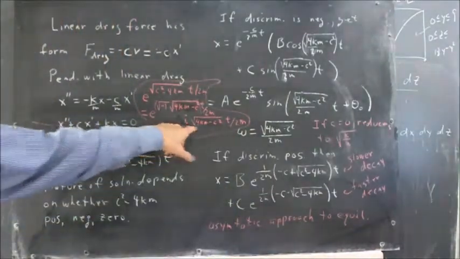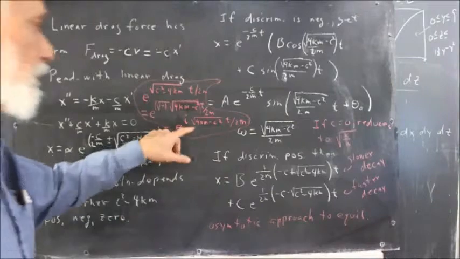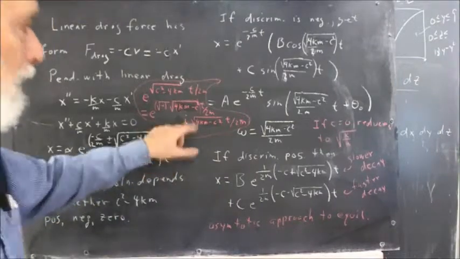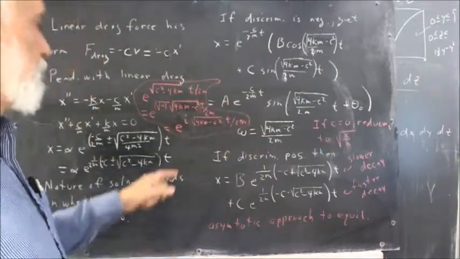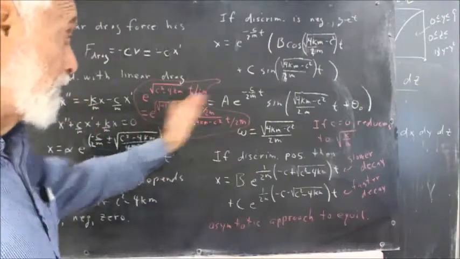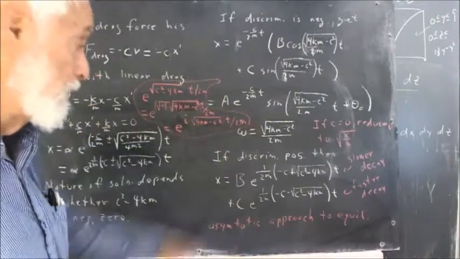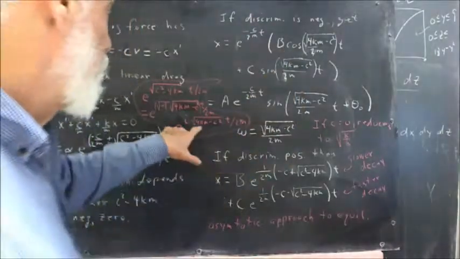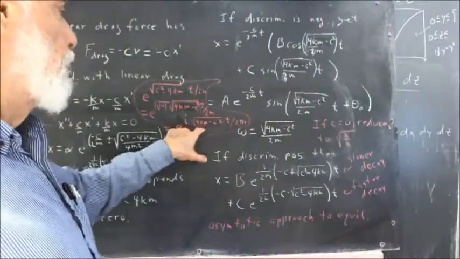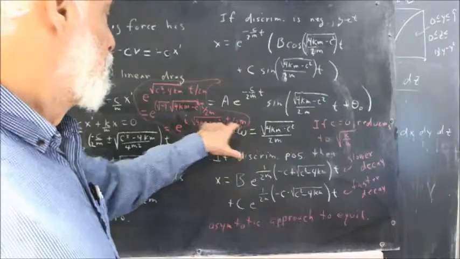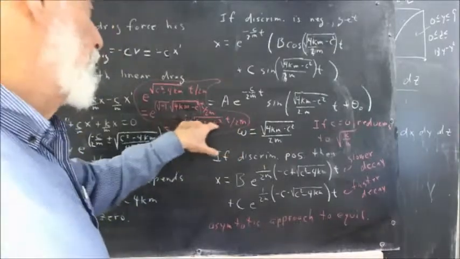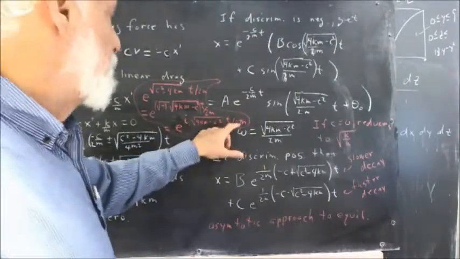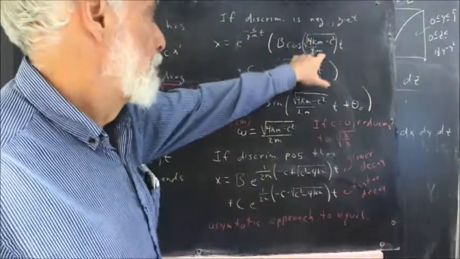So it's e to the i times this, and of course we know that that's going to be equal to the sine of this plus the cosine of this plus i times the sine of this exponent, which is going to lead us to the cosine of, well, the exponent is the square root of 4km minus c squared, divided by 2m. And that's what we have here.